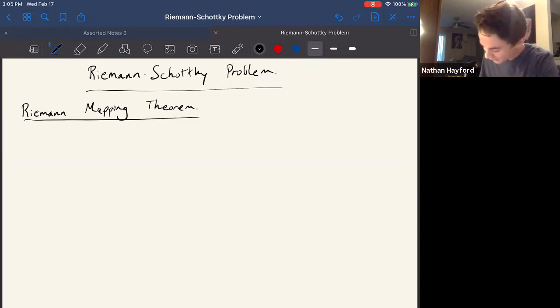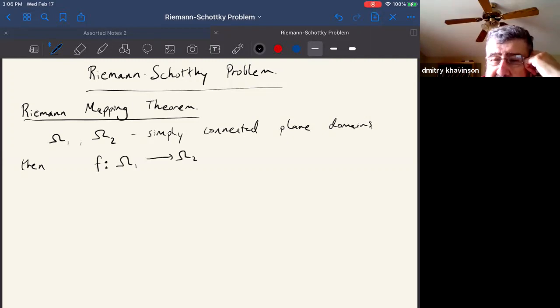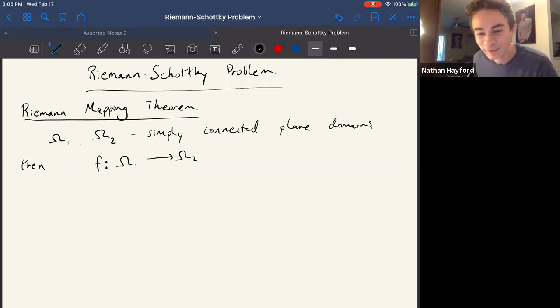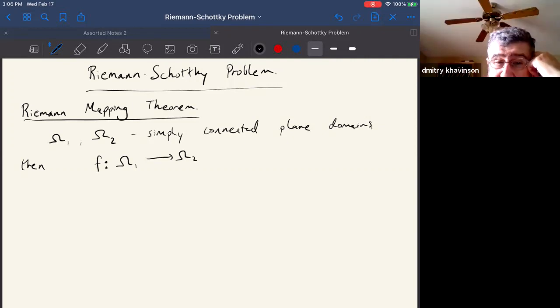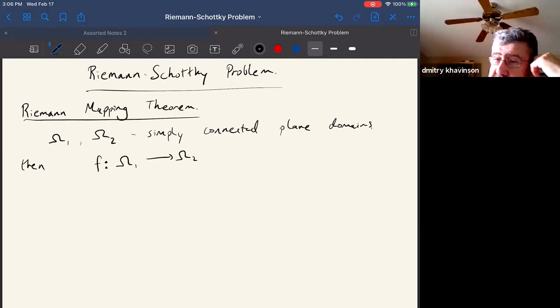I'll say. So the Riemann mapping theorem tells us that if two domains in the plane are simply connected plane domains, then they're conformally equivalent. Then there is a map F from omega 1 to omega 2. Fortunately, this is false. What do you mean? Well, the unit disk and the complex plane are not conformally equivalent. Okay, so I should take simply connected plane domains which are not all of C.